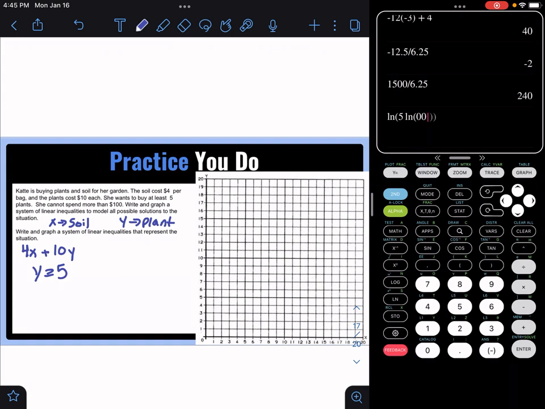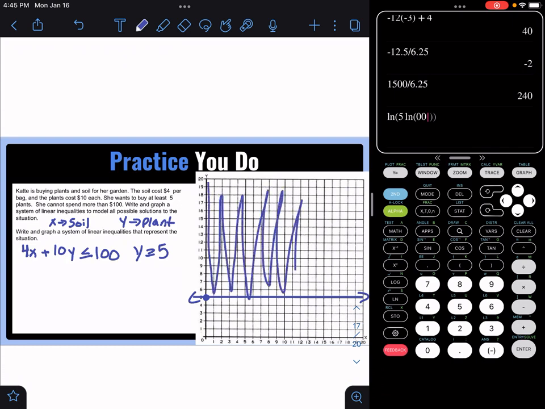And she cannot spend over 100. She needs to be less than or equal to 100. Write and graph a system of linear inequalities to model all possible solutions. Alright, let's first start by graphing y is less than or equal to 5. This means that I'm going to start at y is 5, which is right here, and I'm going to put a horizontal line through it, and it will be a solid line since it is equal to. And it's greater than, which means I'm going to shade below.